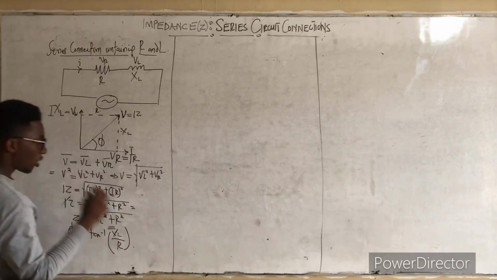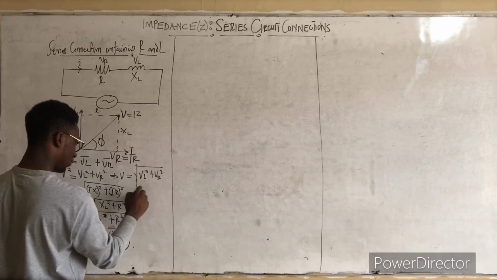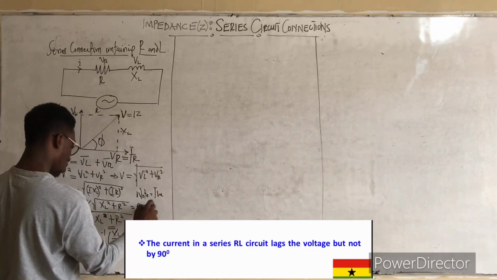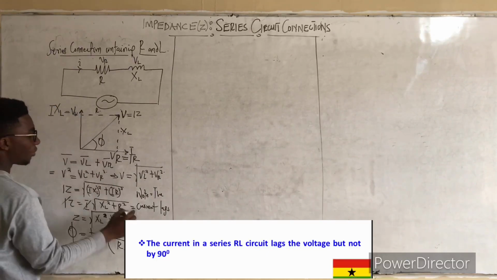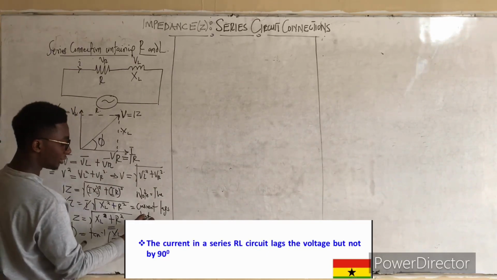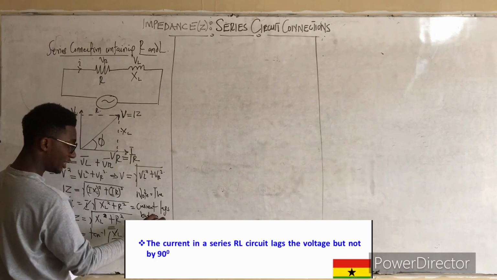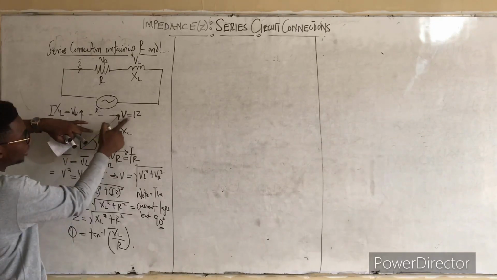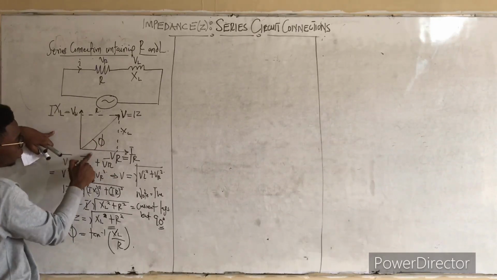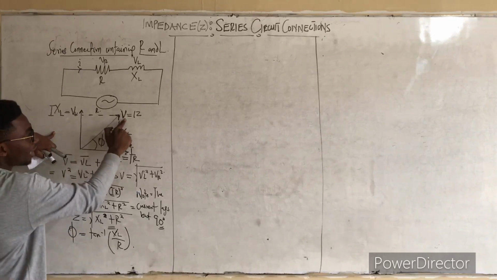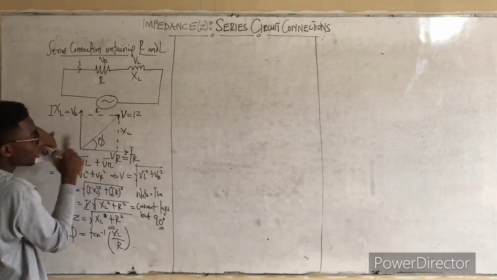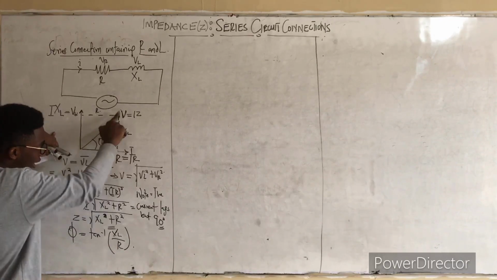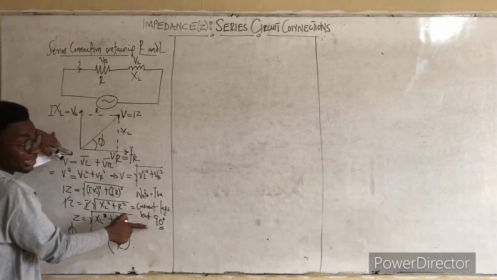Take note. With this, the current will lag. The current always lags, but it will not be equal to 90 degrees. When you are connected in series, the current will lag the voltage, but it will not lag by 90 degrees because we are finding the impedance. So for the resultant voltage, the current will lag, but it's not equal to 90 degrees. Anytime you find the phase angle, the current is still lagging, but it will not be equal to 90 degrees.